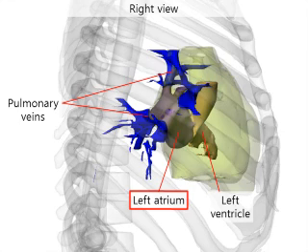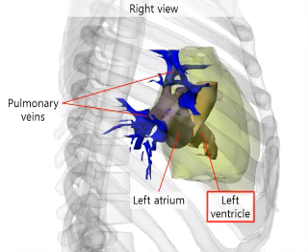This is because the left atrium sends blood to only the left ventricle, but the left ventricle has to send blood to the entire body.